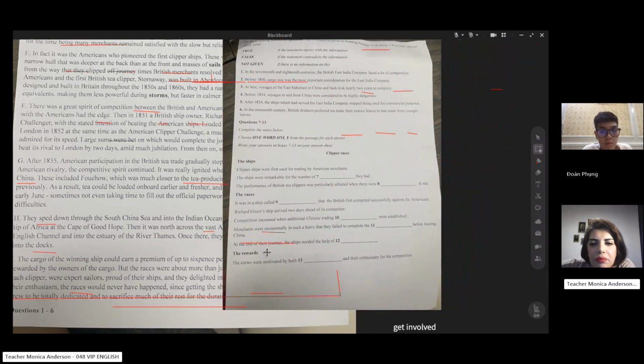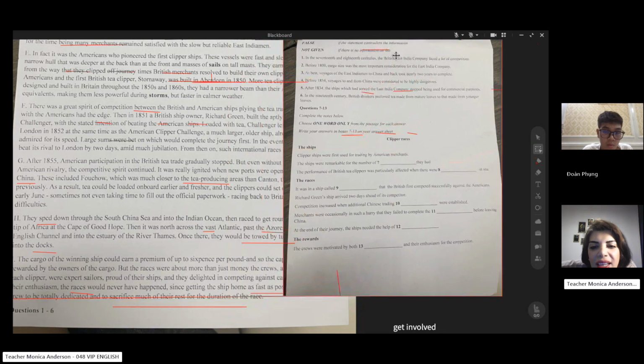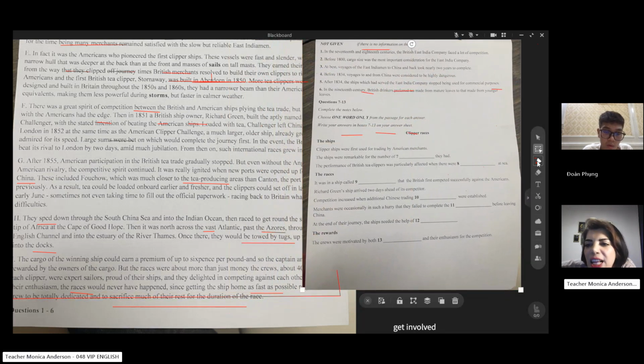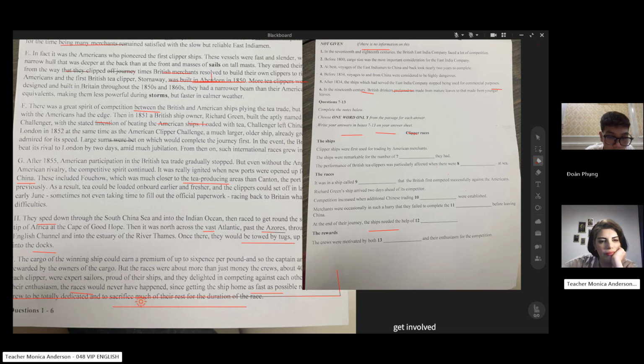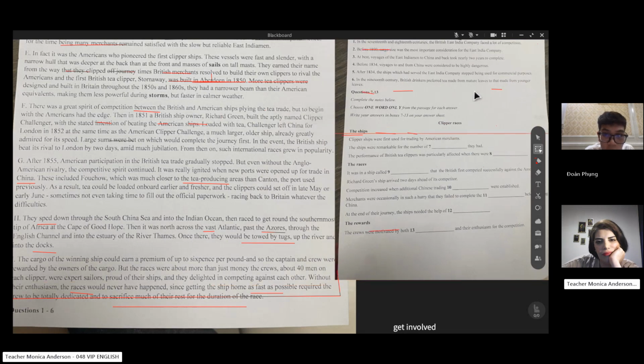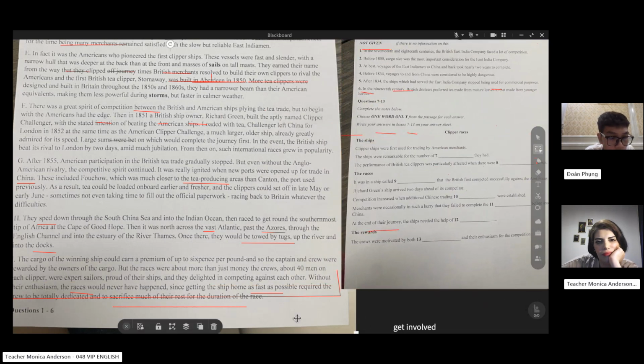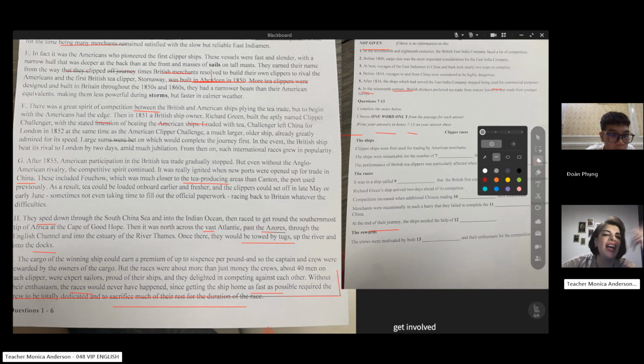At the end of their journey, the ships needed help of what? At the end of the journey. And enthusiasm. No, enthusiasm means the state of being enthusiastic, interested in something.